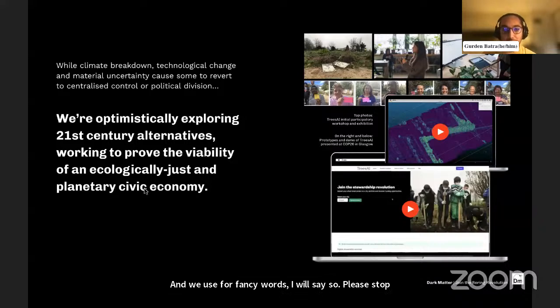But yeah, this is the statement we are going with these days, which says we're optimistically exploring 21st century alternatives, working to prove the viability of an ecologically just and planetary civic economy. Yeah, what does that even mean, right? To give you the story behind this, Dark Matter Labs started as a bunch of architects who were sick of doing traditional work, and in the wake of the climate crisis, wanted to do something about changing how cities work, not just build the built environment.